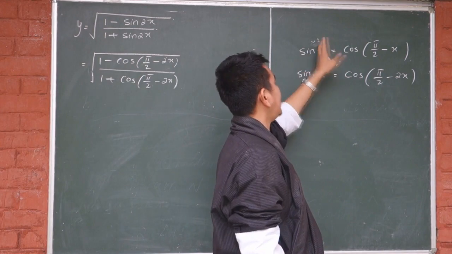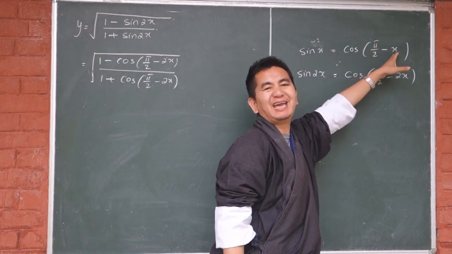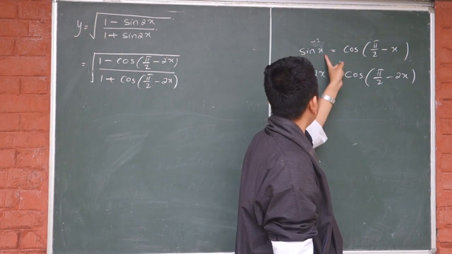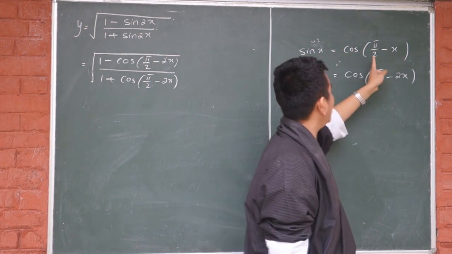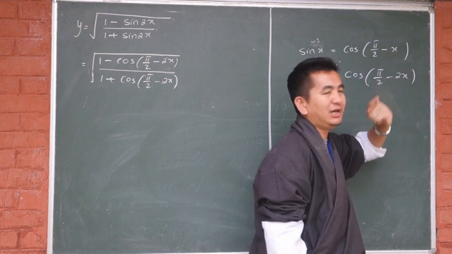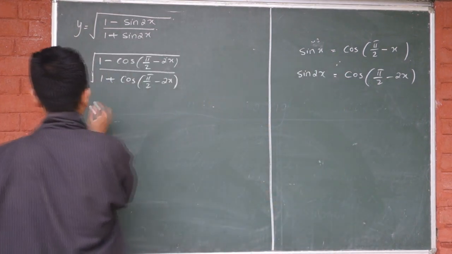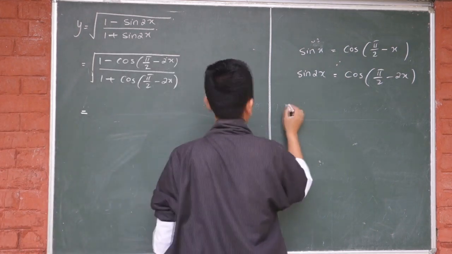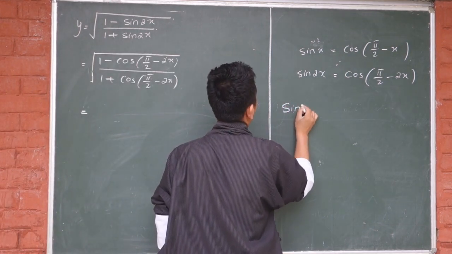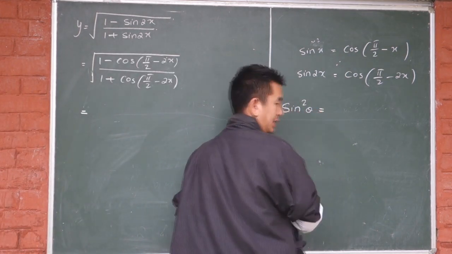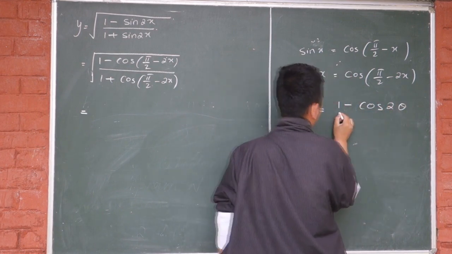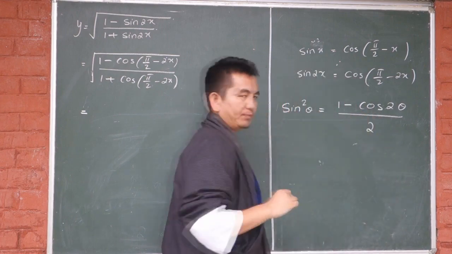See, if you multiply here by 2, you will multiply only with the x, because 2 is multiplying with x. If you divide this x by 2, you will not divide here, you will divide only x. Now see, if you remember, we have this formula: sin square theta is equivalent to (1 minus cos 2 theta) all divided by 2.